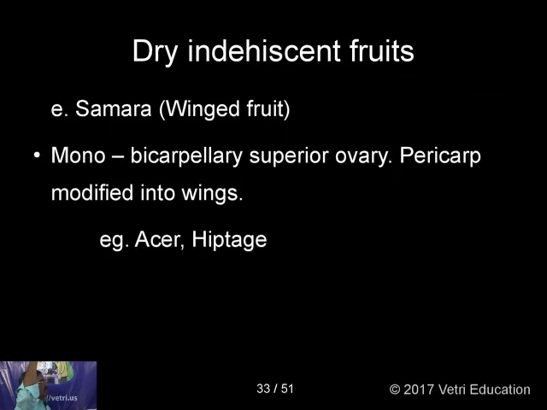Next you have Samara. Samara is nothing but a winged achene. It develops from a monocarpellary superior ovary. The pericarp is modified into wings. We have different varieties, different examples. Some have only one wing, some have two wings, three wings, and many wings also you can find.